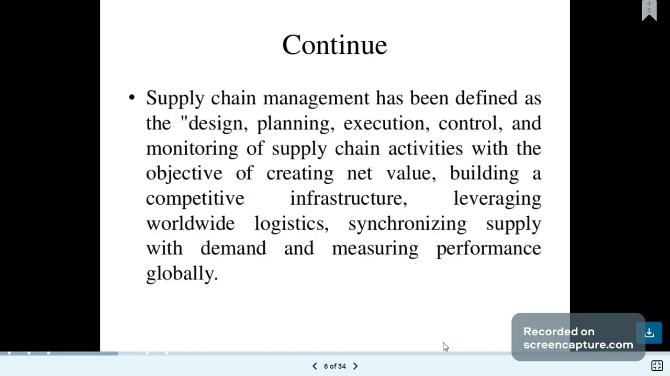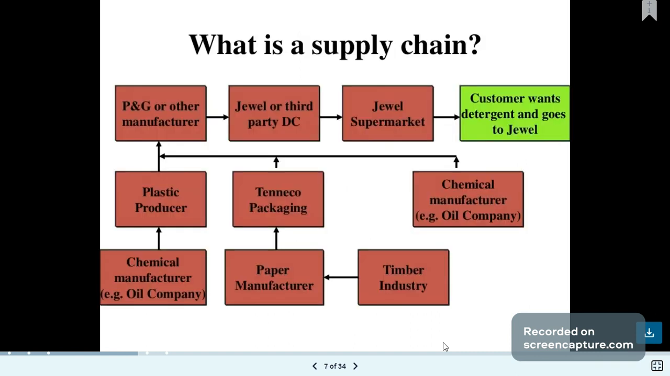Supply chain management has been defined as the design, planning, execution, control, and monitoring of supply chain activities with the objective of creating net value, building competitive infrastructures, leveraging worldwide logistics, synchronizing supply with demand, and measuring performance globally.